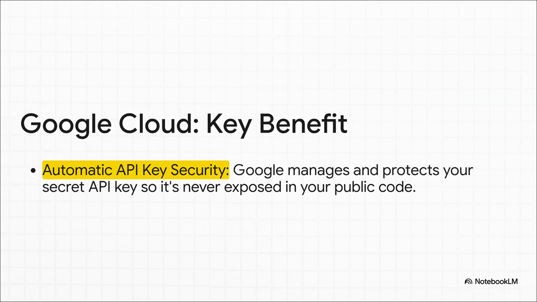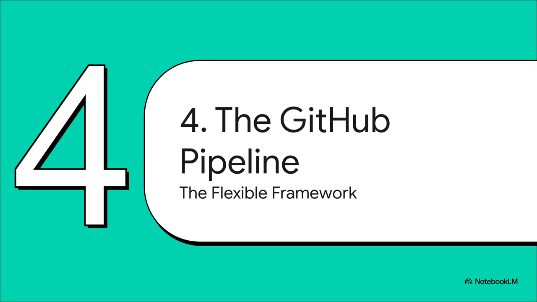Now, this is the killer feature for this route: security. Your app needs a secret API key to work. If that key ever leaked out, someone could use it and you'd be footing the bill. It's a huge risk. But with the Google Cloud route, Google takes care of all of that for you, automatically. The key is never exposed in your code, which, believe me, is a massive, massive advantage and gives you incredible peace of mind. Okay, on to our second option, the GitHub pipeline.